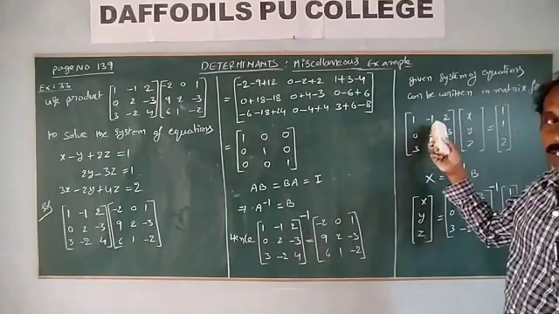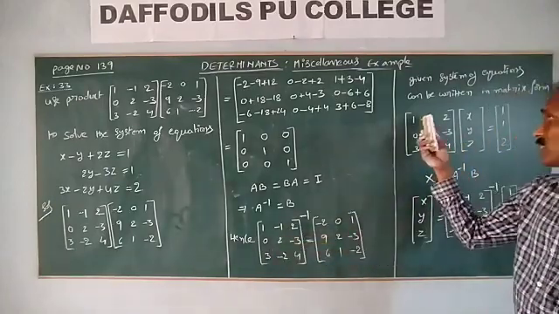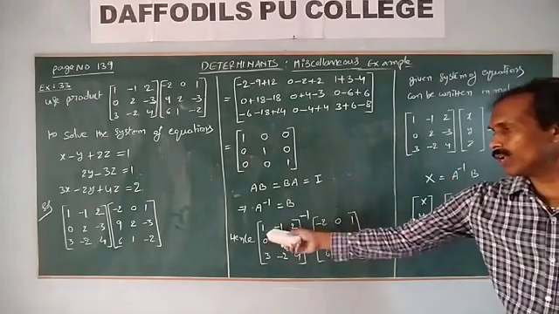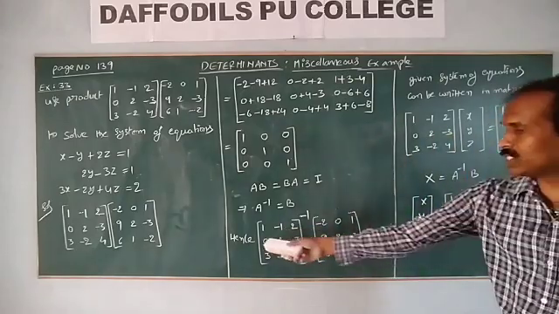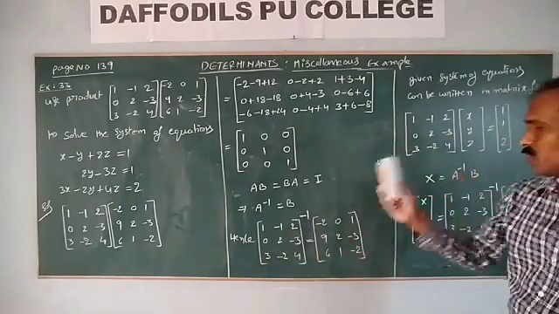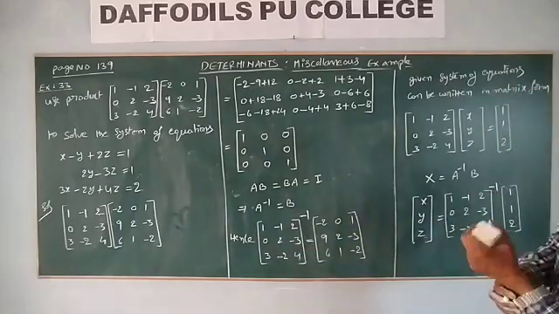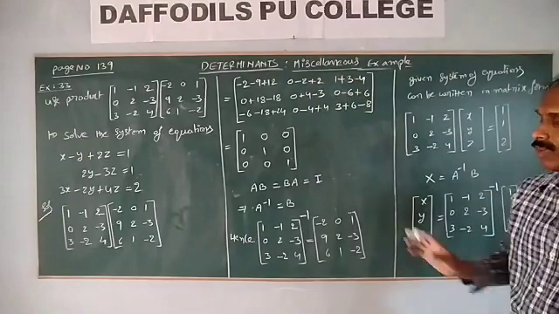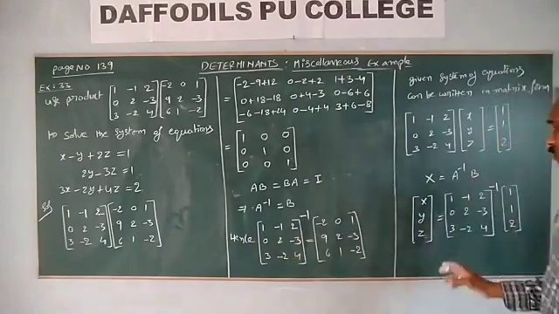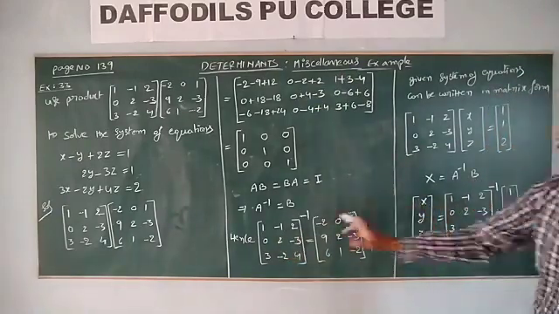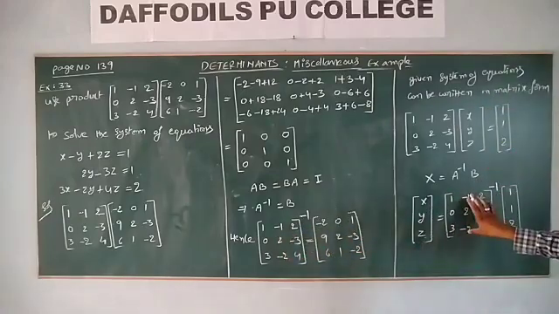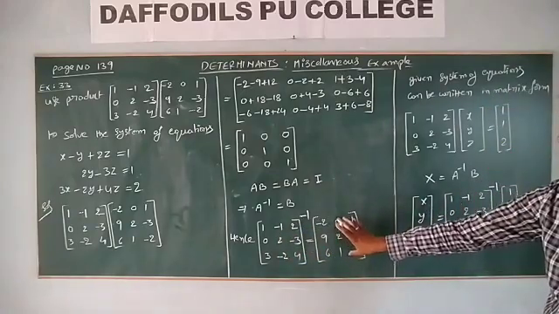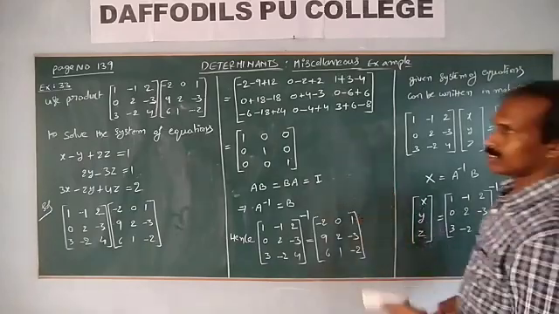Compare this matrix A and this matrix. Both are the same: 1 minus 1 2, 1 minus 1 2, 0 2 minus 3, 0 2 minus 3, 3 minus 2 4, 3 minus 2 4. So given the equations' coefficient matrix and the product of the two matrices, one of them is the same. Therefore this inverse is equal to this one. In place of this one, substitute this inverse matrix value right here.